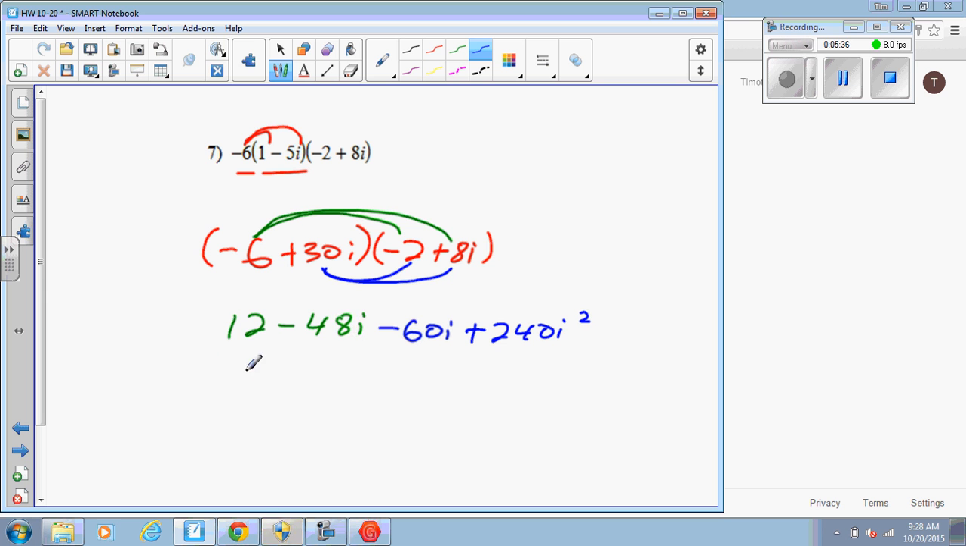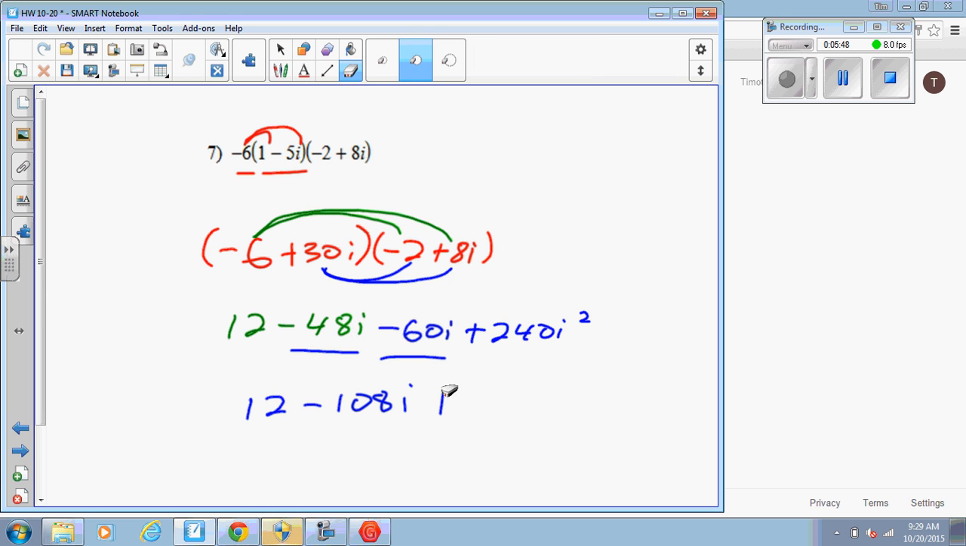So now I'm going to simplify by combining these two terms together. So I have 12 minus 108i. Now, hold on a second. I'm not going to put plus 240 because i squared is negative 1. So negative 1 times positive would be minus 240.